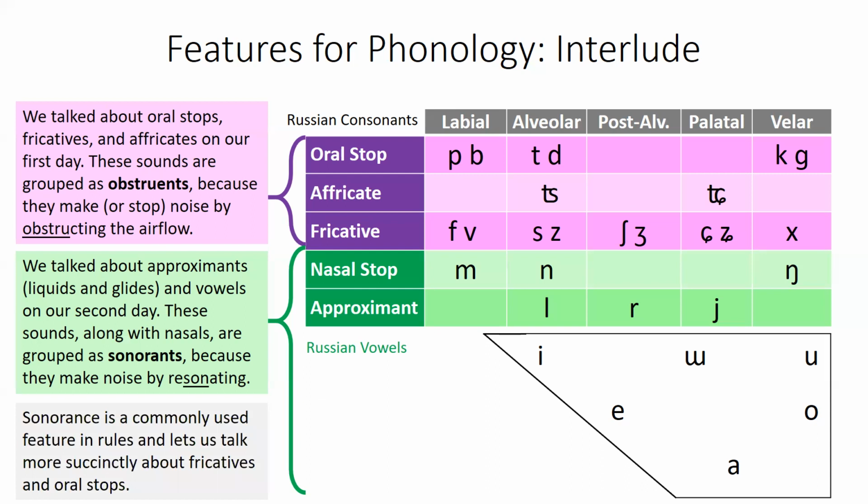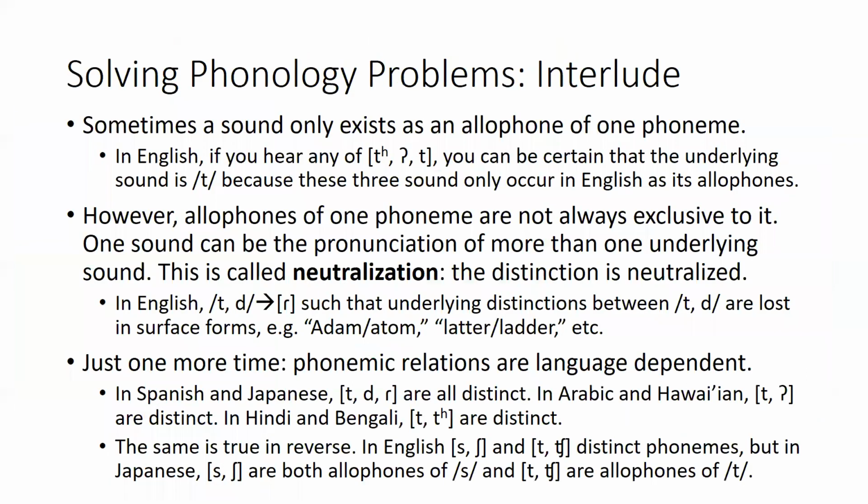Sonorants, that's the green consonants and the vowels, is a commonly used feature in rules and lets us talk more succinctly about fricatives and oral stops. So instead of saying fricatives and oral stops all the time, and who knows, maybe if we looked at this rule a little more, we might find something that puts the affricates in. There are no voiced affricates, so probably not, but we might see some evidence. We'll stick with using these groups, obstruents and sonorants, and so we'll use the feature plus or minus sonorant.